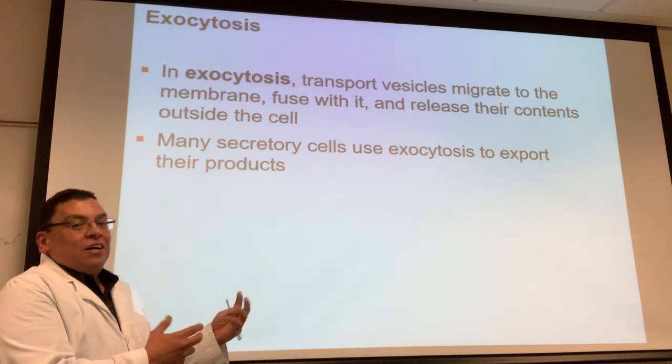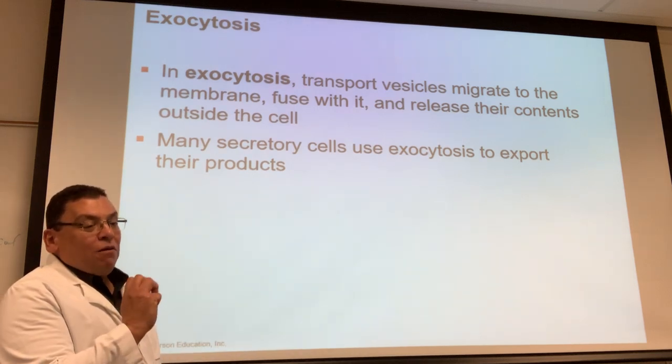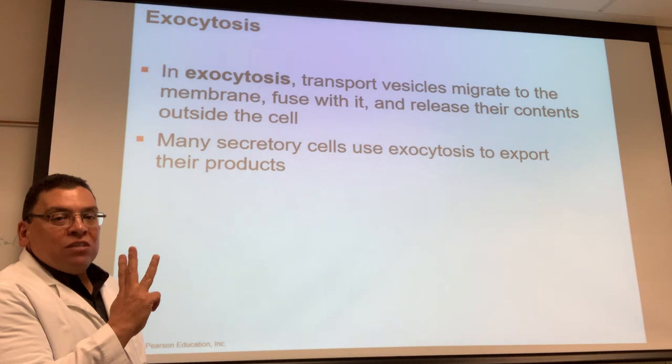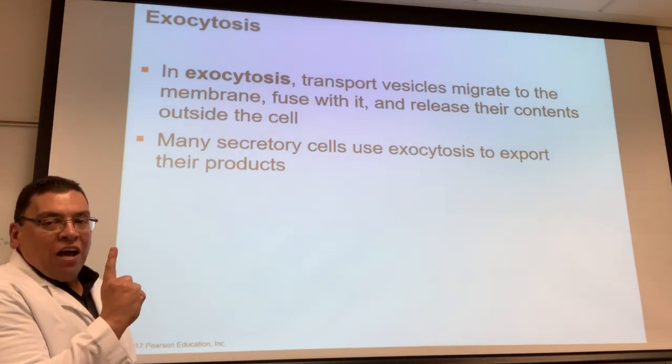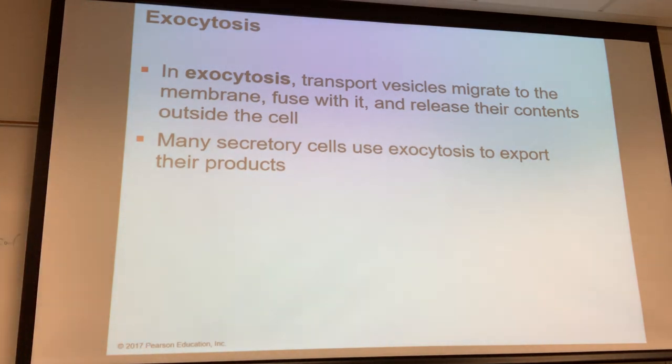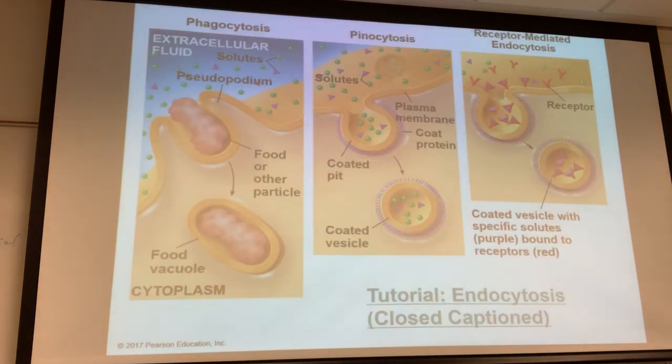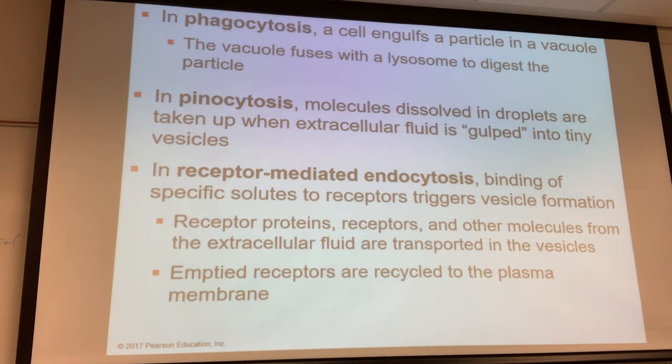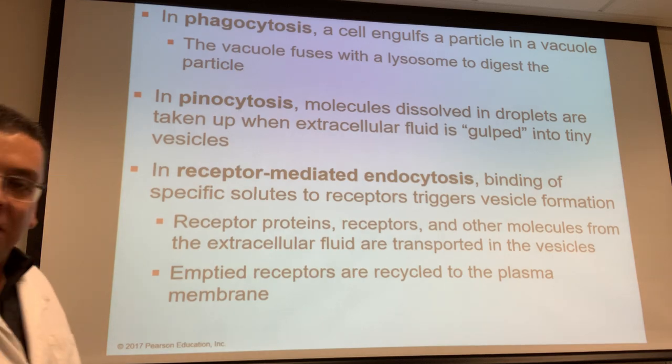I'm trying to give you a hint. There are three different kinds of endocytosis, but there's only one kind of exocytosis. Taking the garbage out is taking the garbage out. There's no different ways of doing it. And you'll get the message when I ask you questions on it today. You'll see why I'm telling you this. So, all right. Exocytosis, just take it out.